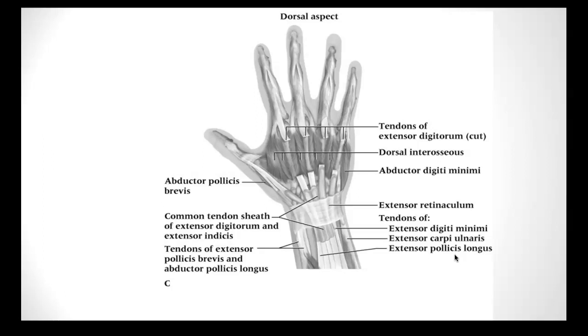So that extensor digiti minimi plays a major role in allowing the pinky to move up into an extended position, right? Next, we have the extensor carpi ulnaris, and then we have the extensor pollicis. We already talked about pollicis longus, I think. If not, we'll talk about it here. But that extensor carpi ulnaris, let me say that correct. What do you think that it actually does?